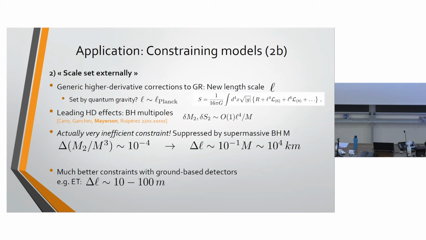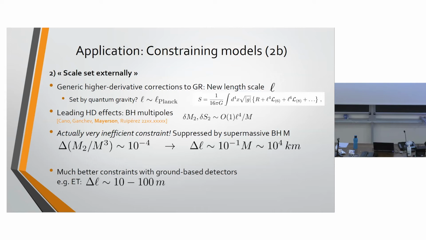But you see that it's not so effective to constrain these kinds of theories, because you get a suppression by the supermassive black hole mass. This is essentially the same thing as saying that the supermassive black hole is so big that at the horizon scale you don't have a lot of curvature. And so unfortunately, this means that you're not going to be able to constrain this scale very much. You get a constraint that is something like this. And so in this case, LISA EMRIs are not the thing to look for, even though you can constrain things very well.